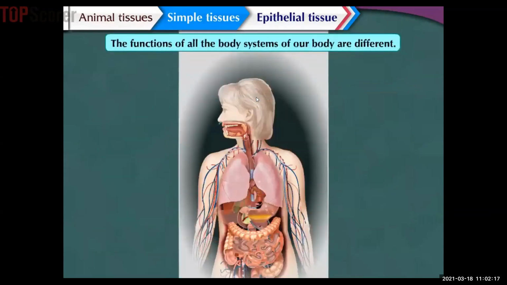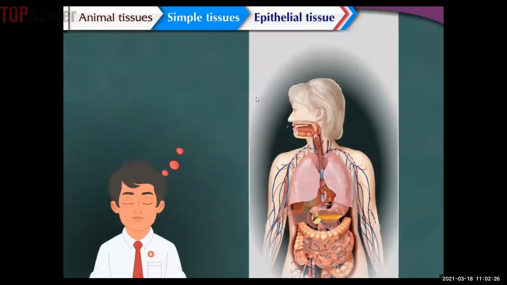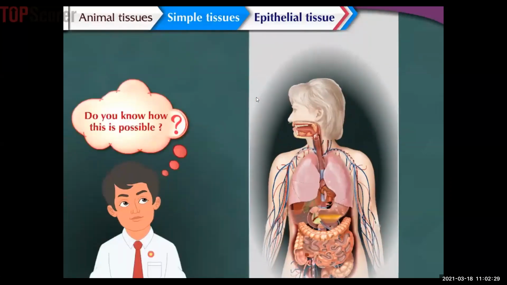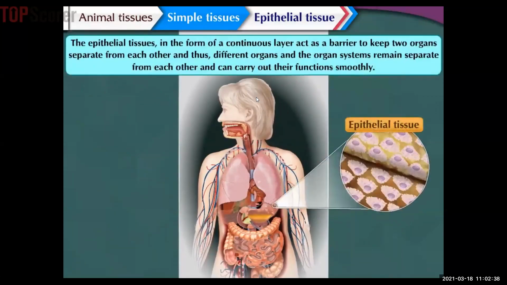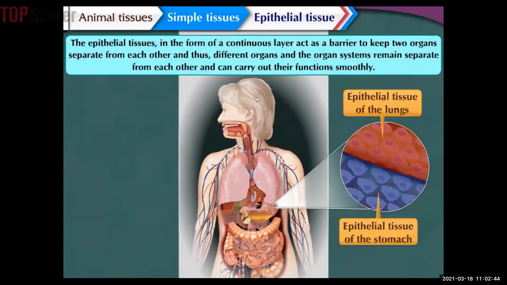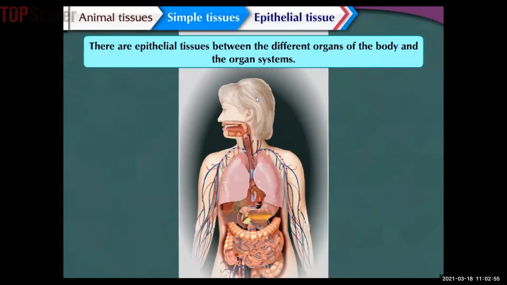The functions of all the body systems of our body are different. Hence, it is necessary that they remain separate from each other. Do you know how this is possible? There are epithelial tissues between the different organs of the body and the organ systems. The epithelial tissues in the form of a continuous layer act as a barrier to keep two organs separate from each other. Thus, the different organs and the organ systems remain separate from each other and can carry out their functions smoothly.